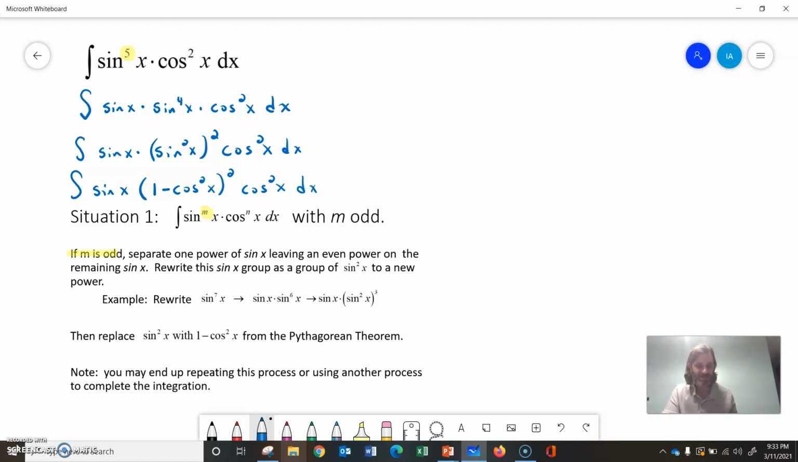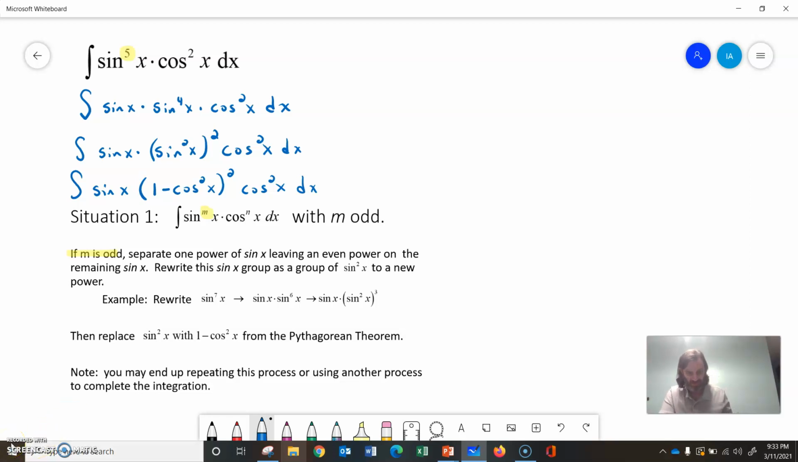So that got pretty intense pretty quick. But just right there you can see that I've followed the logic of what I said. I had an odd number of sines. I separated one of them, which left me with an even number of sines. So I rewrote this to the 4th power as some squares raised to a power, sine squared squared. Then I replaced those sine squareds using the Pythagorean theorem with 1 minus cosine squared.